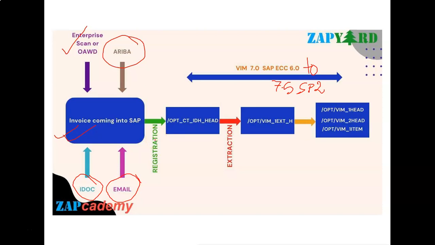Whatever process you see from registration to extraction, the crucial data gets stored in the /opt_ct_idh_head table. And I am talking with respect to these versions and the different OCR tools that we use for extraction. Mostly applicable for these versions is your ICC, that is Invoice Capture Center, and it is one of the OCR solutions for extraction.